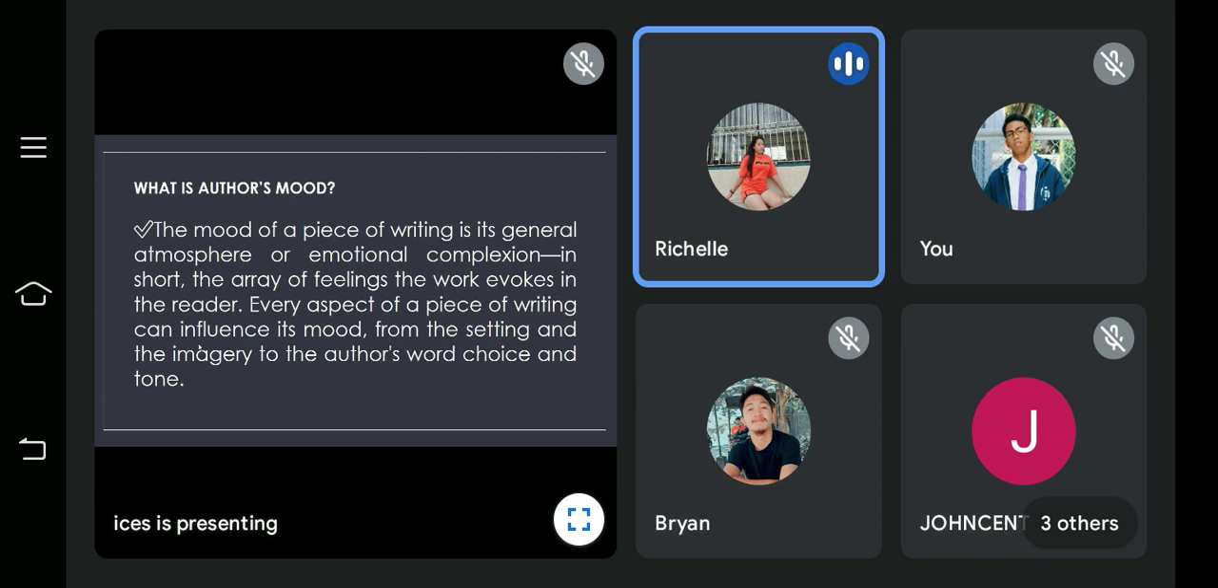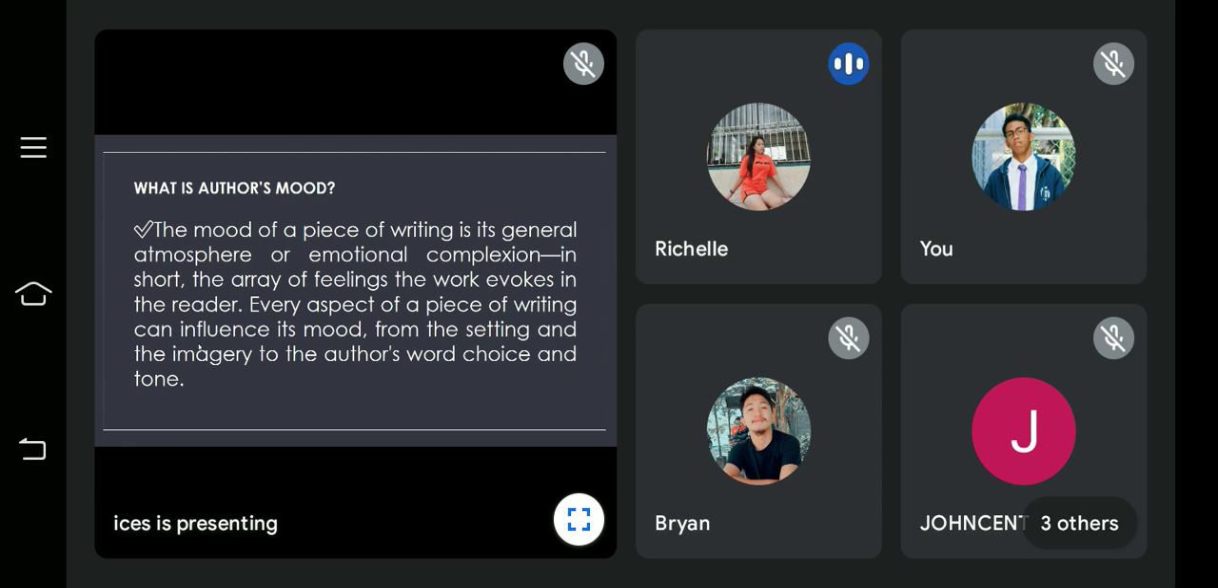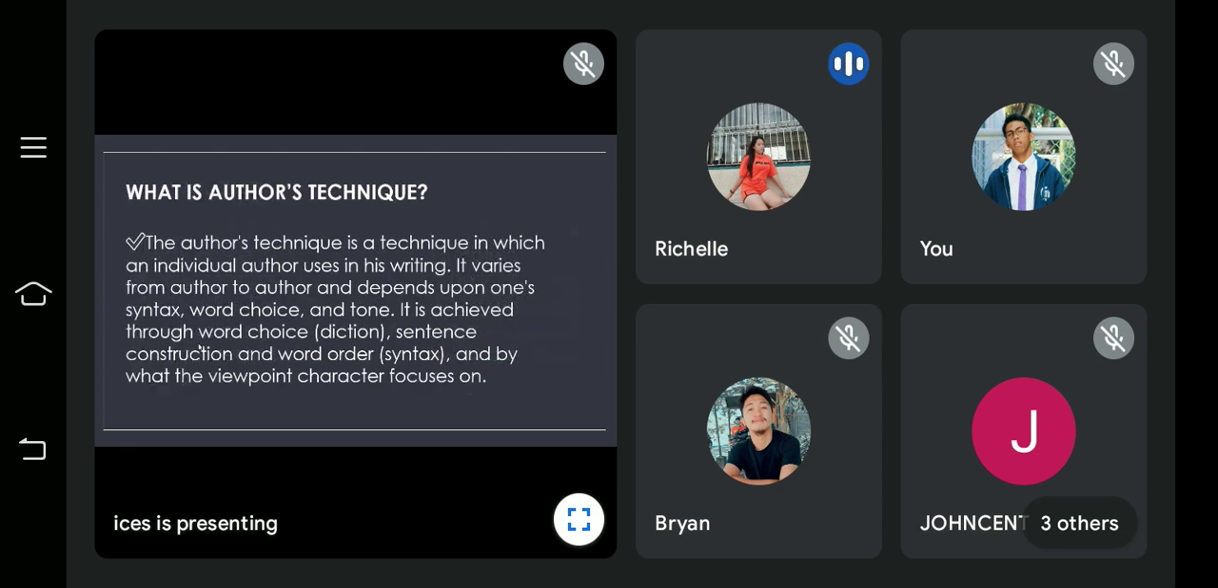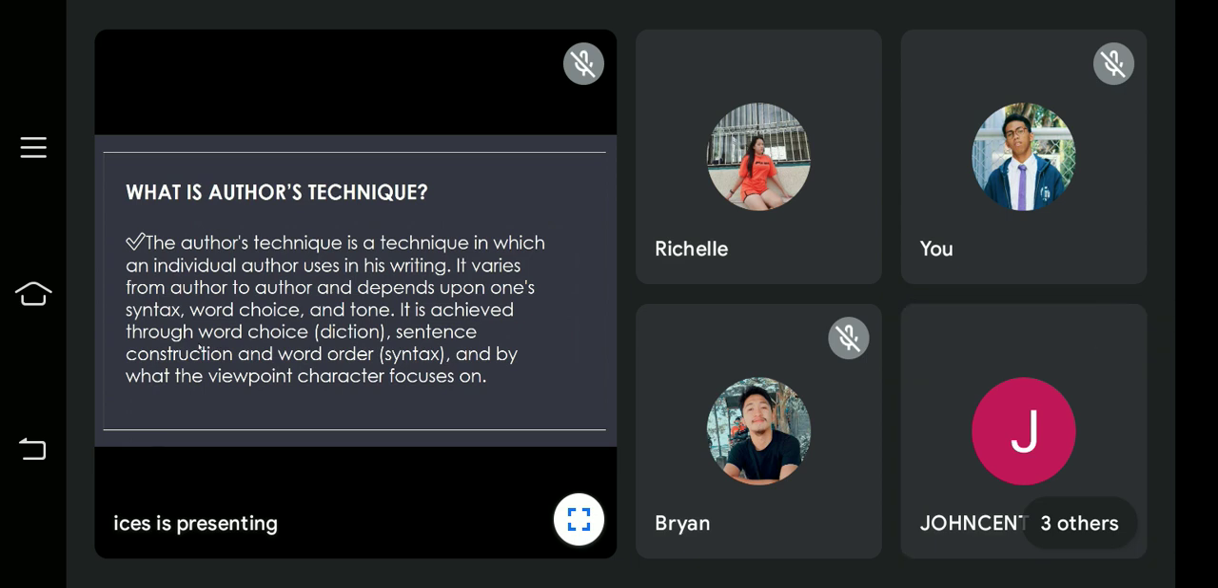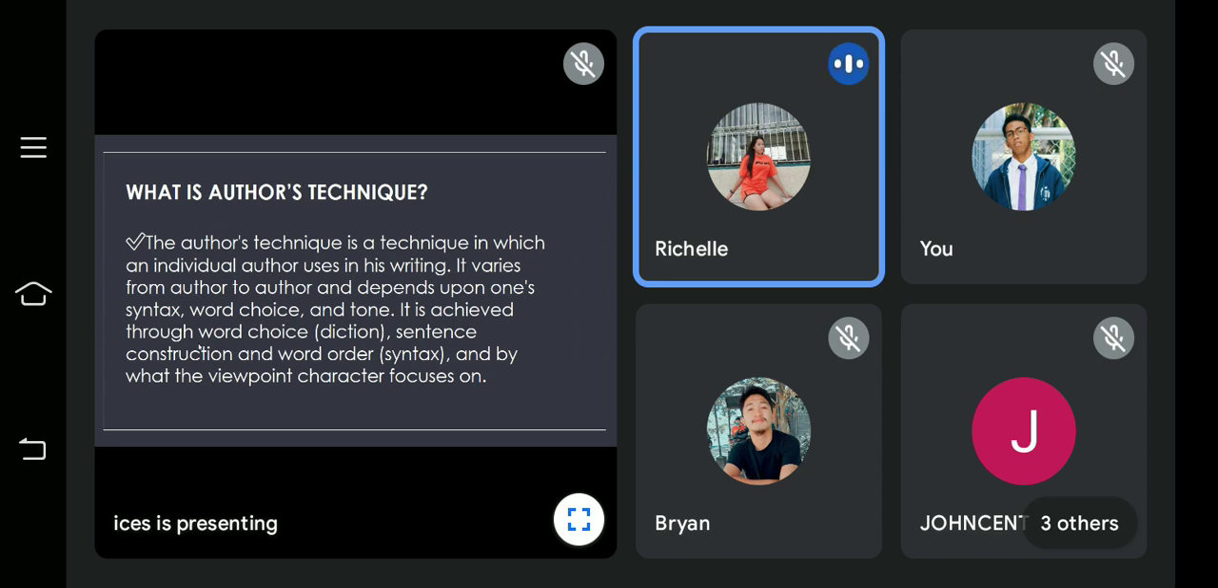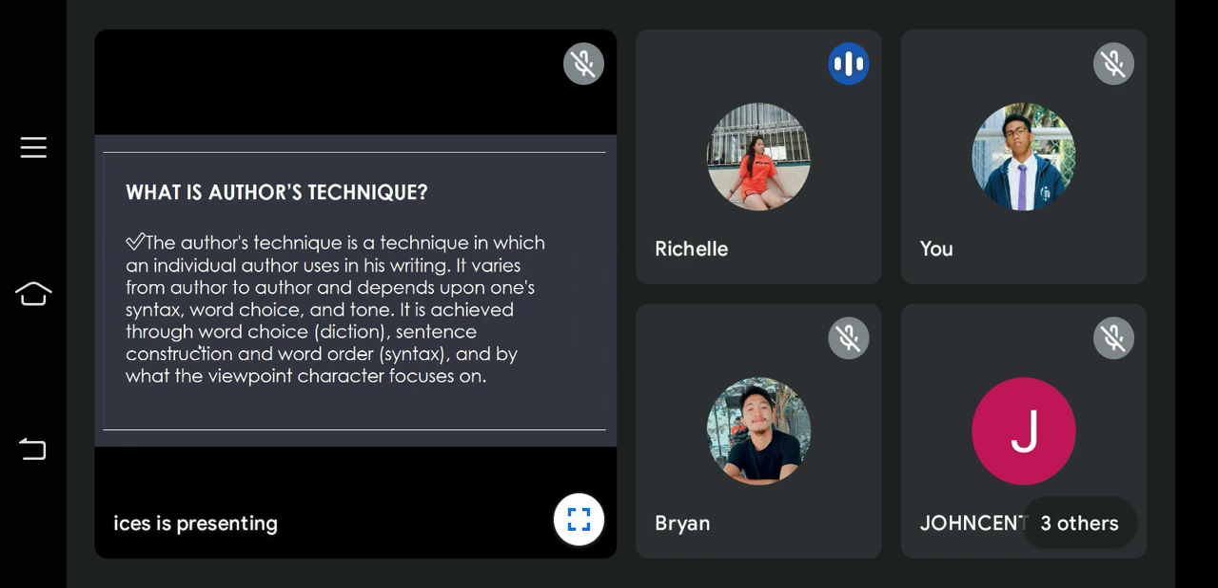So after discussing the author's tone and mood, let's now move on to the author's technique. So who has an idea about the author's technique? Ma'am, yes, Mr. Detailo. Author's technique is probably about the author's way of writing. Okay, so exactly. Author's technique, as its name suggests, is the author's way of writing. Or in simplest words, it is the author's style when writing a particular or a specific literary piece.